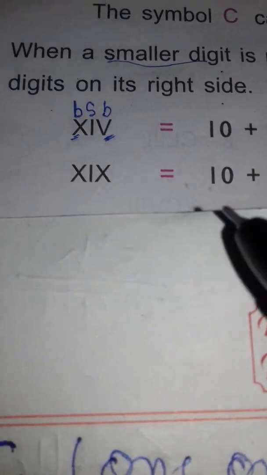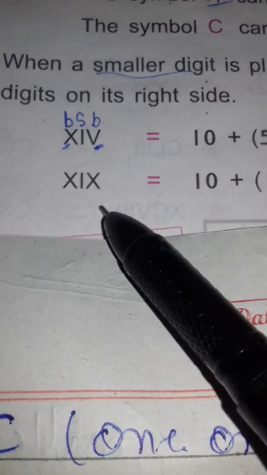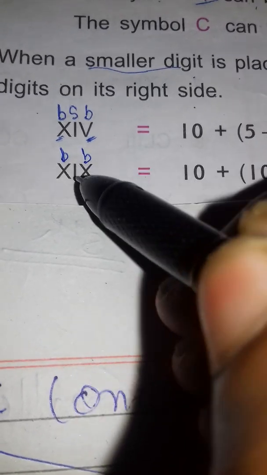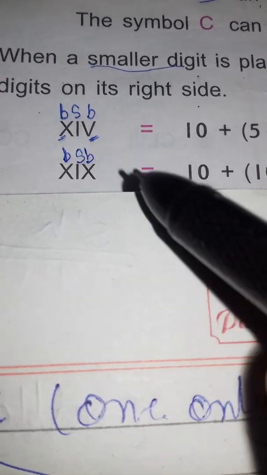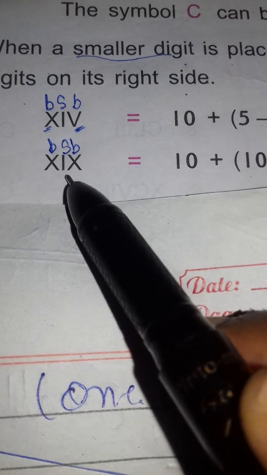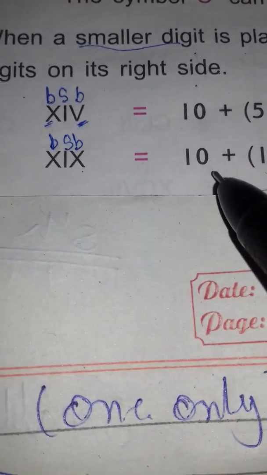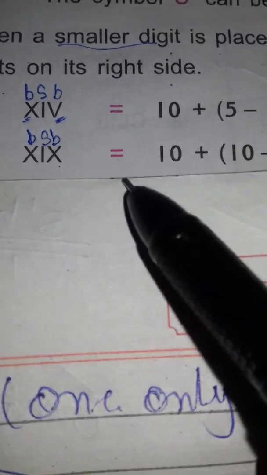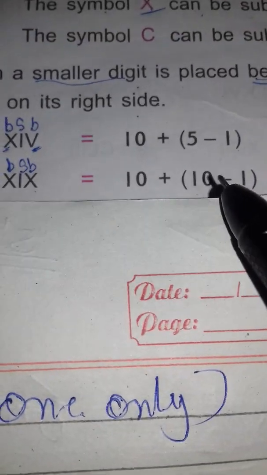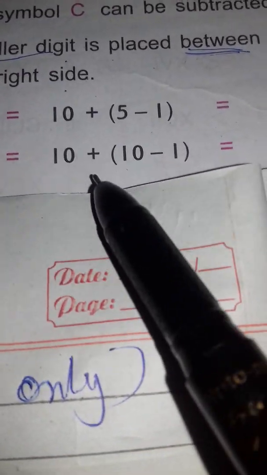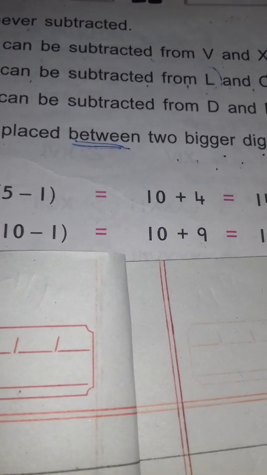Now let us see one more example, XIX. Now this is a big digit and this is also a big digit, I is the small digit, so we will subtract this small digit from its right digit. So X means 10 plus, now IX means 10 minus 1. So 10 plus 10 minus 1 means 9. 10 plus 9, 19. Okay students, so these are some basic rules to form Roman numerals.